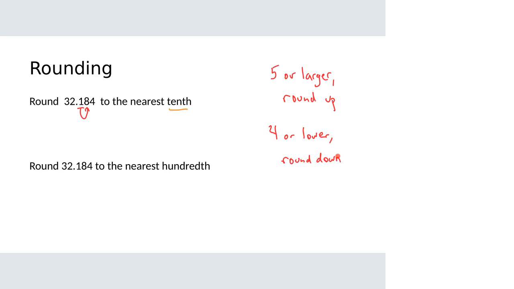So I look at this and I go, okay, I've got to find the tenths place. I look one space to the right. There's an 8 in that position. That is 5 or larger, so I need to round this up to 32.2.